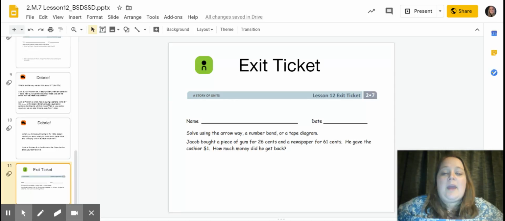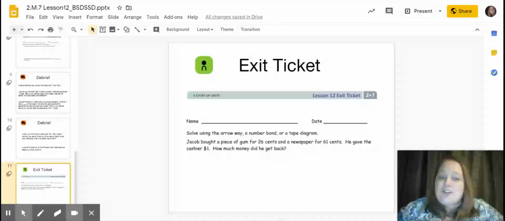Solve using the arrow way, a number bond, or a tape diagram. Jacob bought a piece of gum for 26 cents and a newspaper for 61 cents. Two-step problem. Who is up for that challenge today? He gave the cashier $1. How much money did he get back? Uh-oh. I bet I have some friends in here that are up for this challenge because this is a two-step word problem. This may be the one you want to post for all your teachers to see.